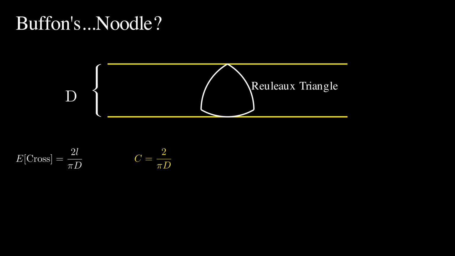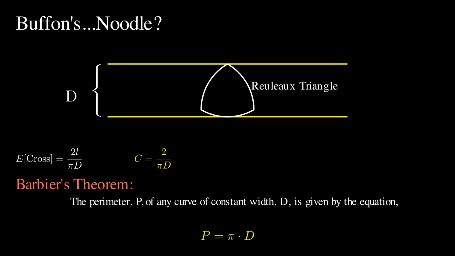Since we know the constant c and the expected number of crossings is still 2, we could solve for the perimeter of this Reuleaux triangle. The perimeter of this triangle, or any curve of constant width, is simply pi times d. And this is Barbier's theorem, which gives us the perimeter of any curve of constant width, which can be proven using this Buffon's Noodle approach.